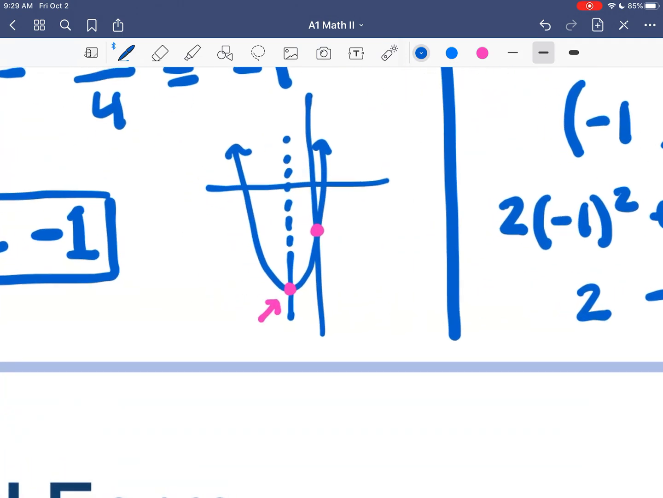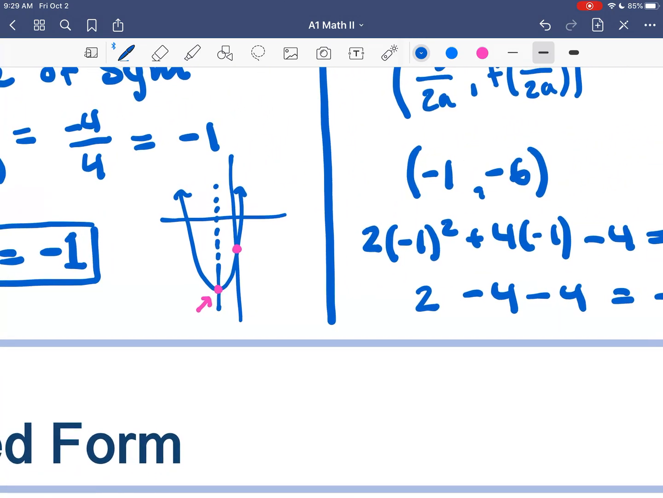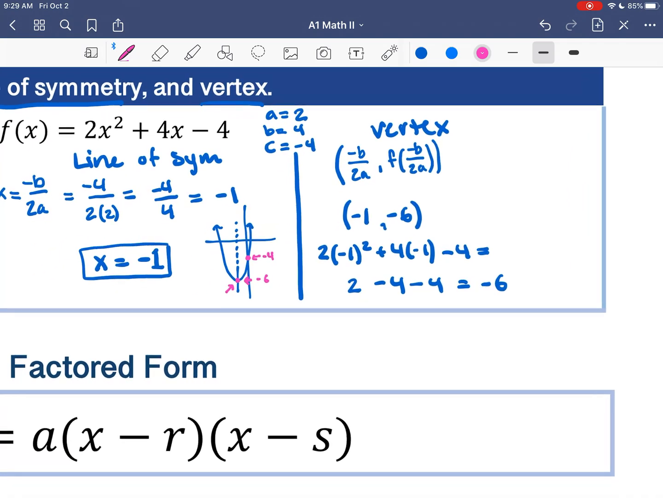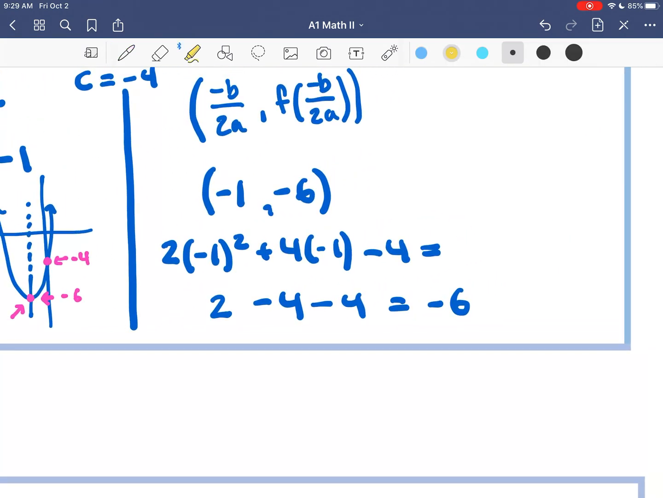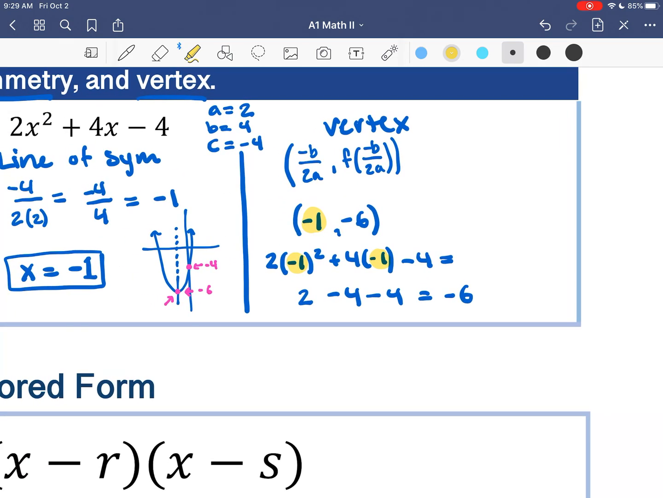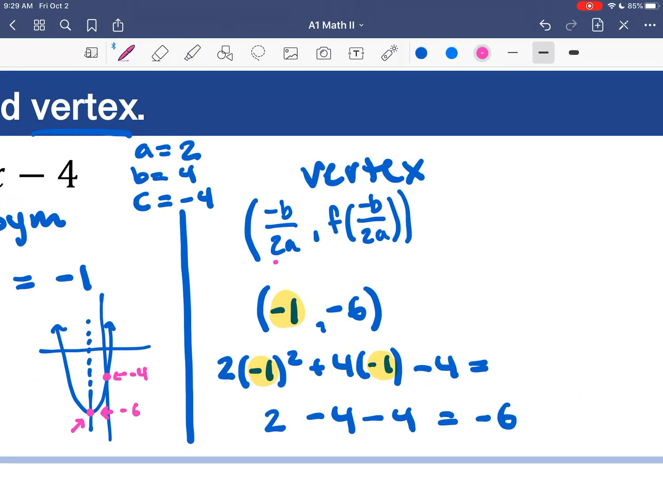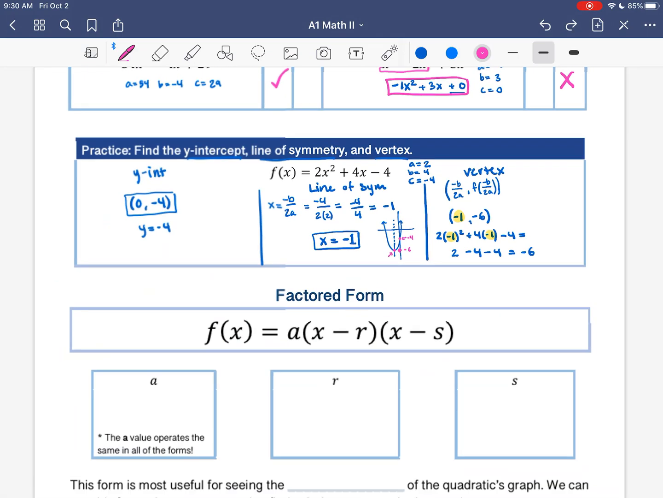Input -1, output -6. Which with our little picture so far, that makes sense. Because this was -4, and it makes sense that this would be -6. It's always a good idea to make sure that your answers make sense. So I hope that makes sense. You're plugging in this x value to the function to figure out what the output is, input-output. That's what f of negative b over 2a means. You find the axis of symmetry, or this negative b over 2a, and then you plug it into the function to figure out what the output is at that point.